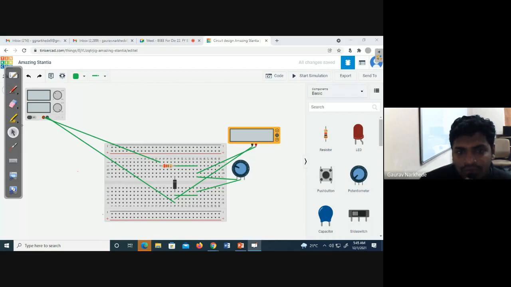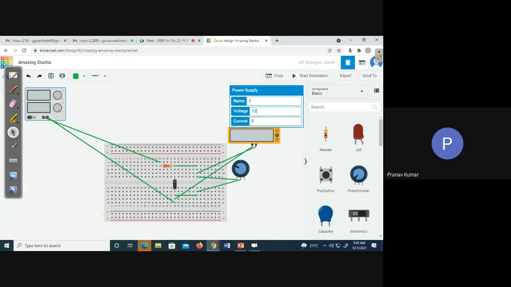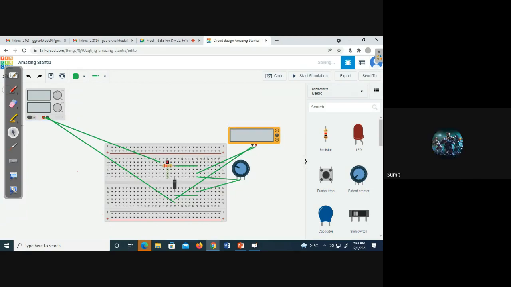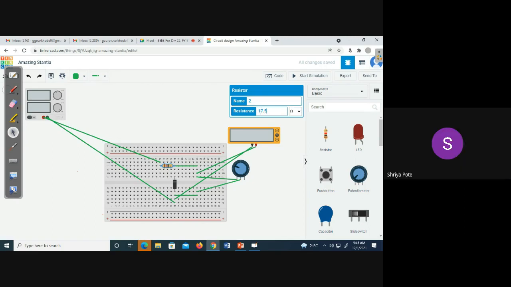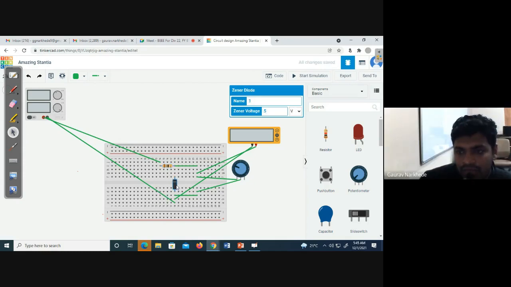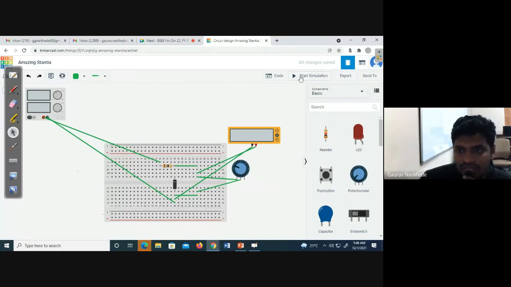So let me configure it. How much is your input? Input 12 volt. How much is RS? 17.5 ohm. And I took a 5 volt Zener diode, right? How much was RL? 1 kilo ohm, right? This is variable, is it variable? Okay. And now I will just start simulating.